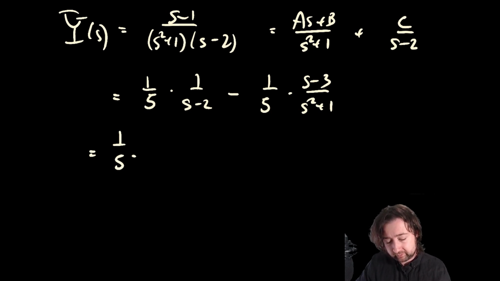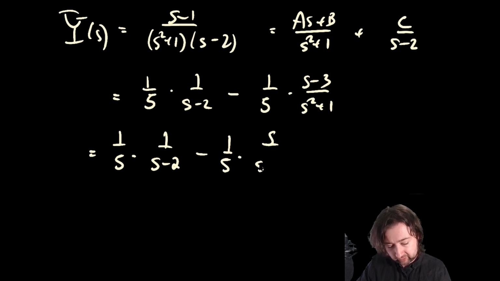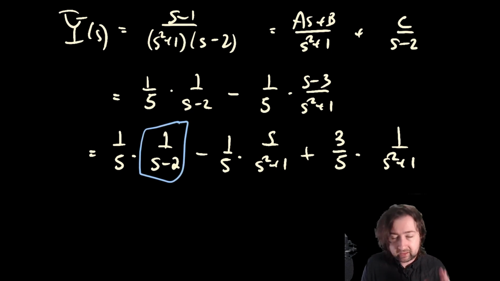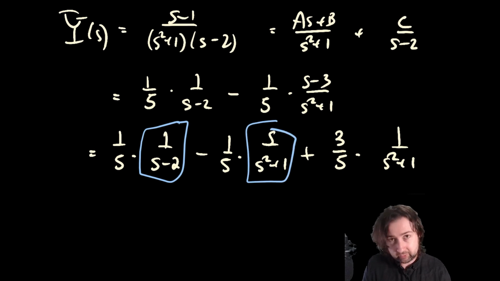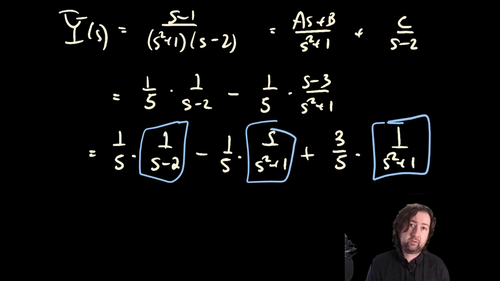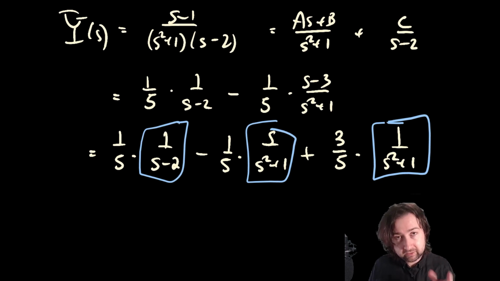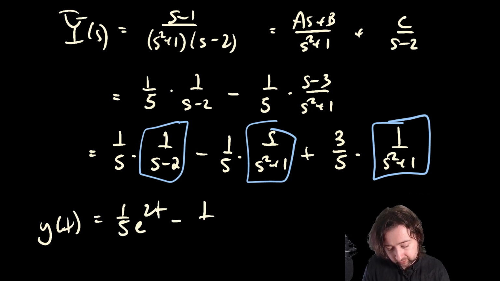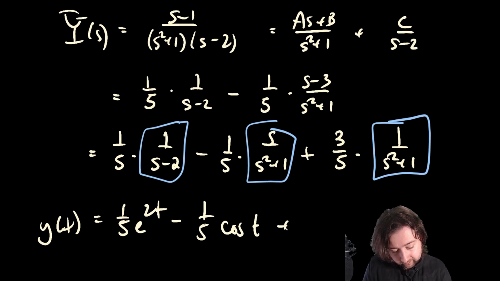This is 1/5 times 1 over s minus 2, minus 1/5 times s over s squared plus 1, plus 3/5 times 1 over s squared plus 1. And the point is that this is a table transform, this is a table transform, and that is a table transform. Those are the sort of patterns that you should be aiming to memorize, the basic ones. Because now y of t is 1/5 e to the 2t minus 1/5 cosine of t plus 3/5 of a sine of t.